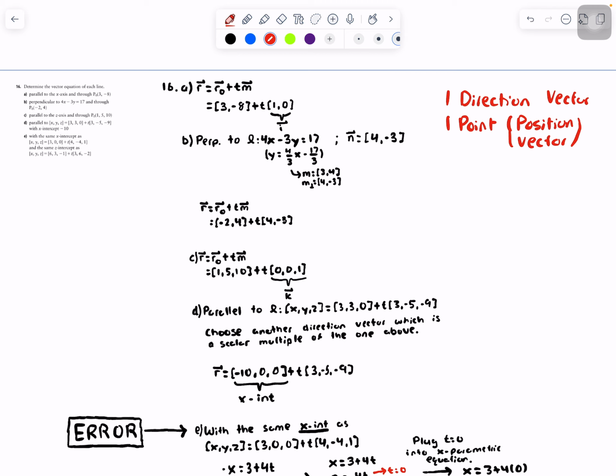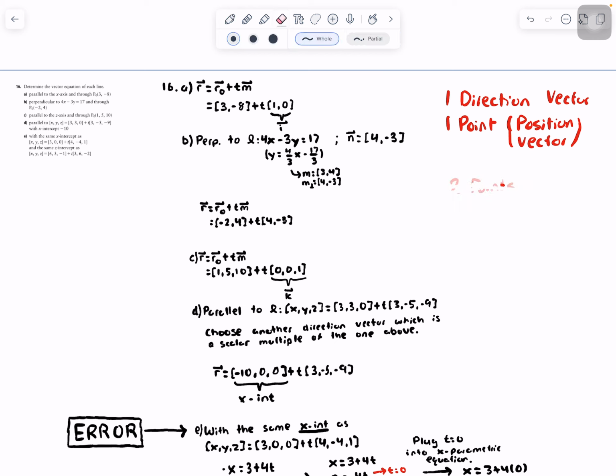Okay, if we were to not have a direction vector and a point, but instead we have 2 points, then what we would do is form a direction vector out of those 2 points using the component-wise subtraction. And then we would take one of those points, if it's A and B, we can take A, and we'll use that as our position vector. Okay?